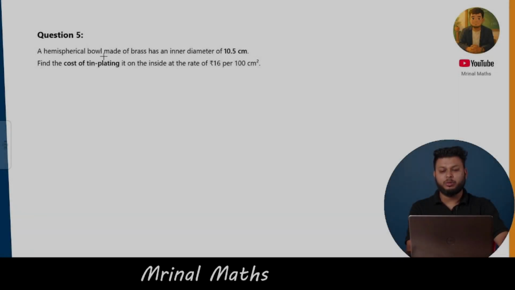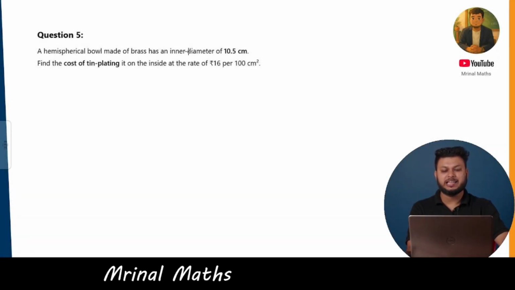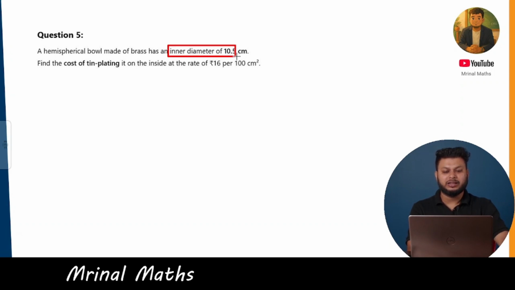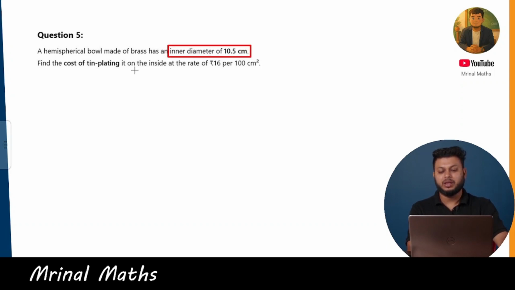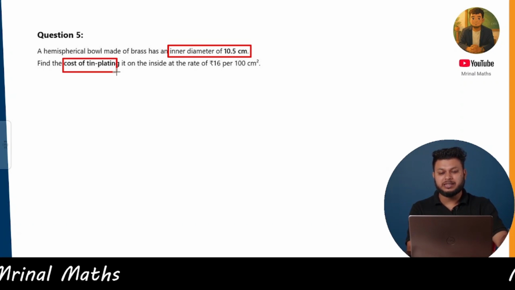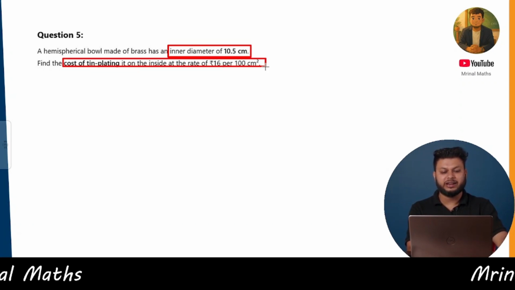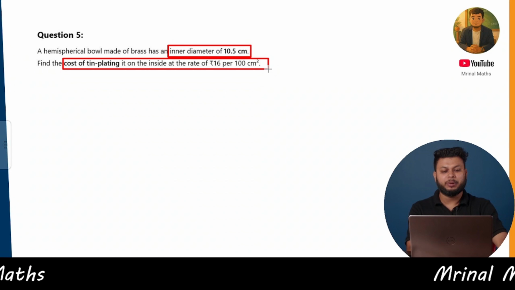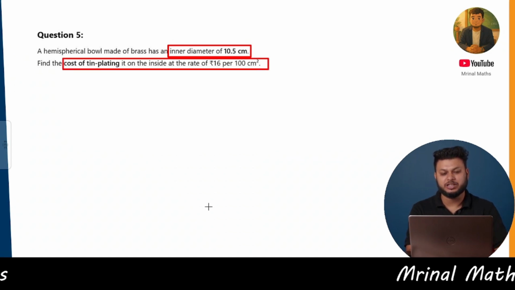A hemispherical bowl made of brass has an inner diameter of 10.5 centimeter. Find the cost of tin plating it on the inside at a rate of 16 rupees per 100 centimeter square.